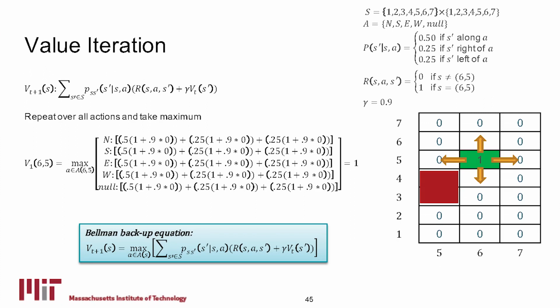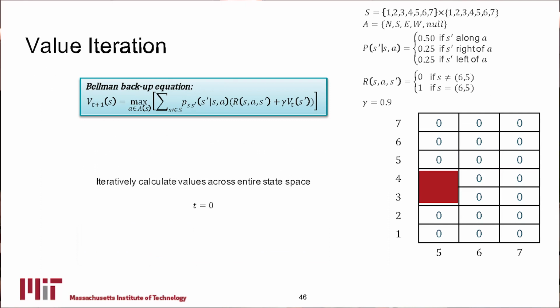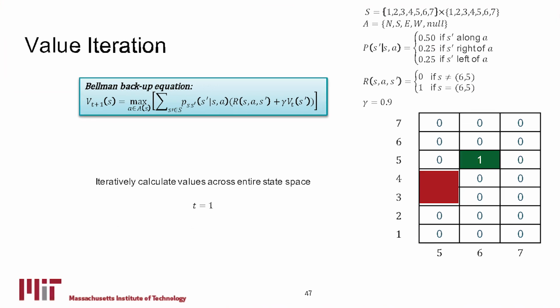This will be really important because it reaches across the entire state space and allows us to provide a history. So what this would end up looking like is we're going to iteratively calculate the values across the entire state space. At t0, we determine that all the values are 0. At t1, 6.5 gets a value of 1. And at t2, we see that value start to propagate out. Makes sense so far?